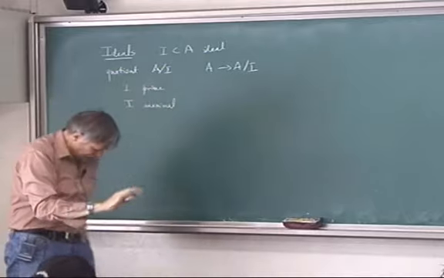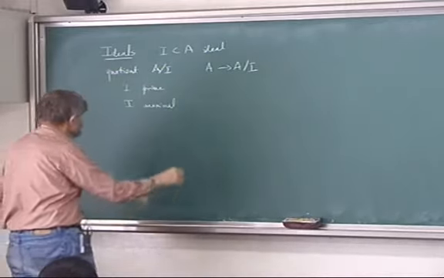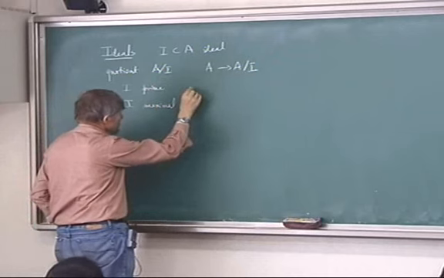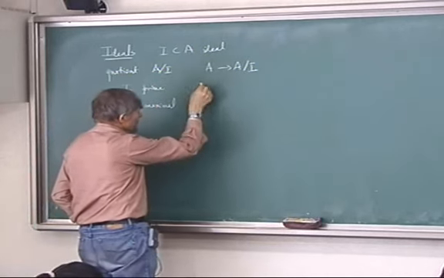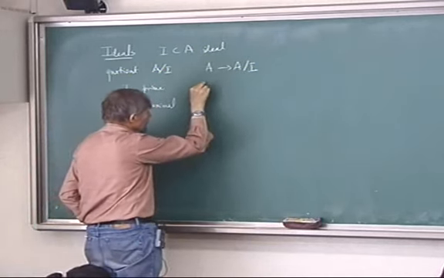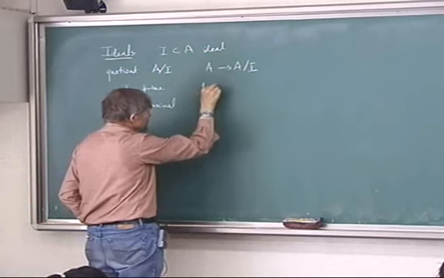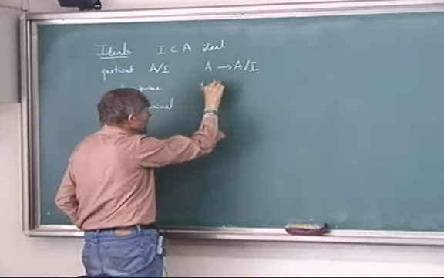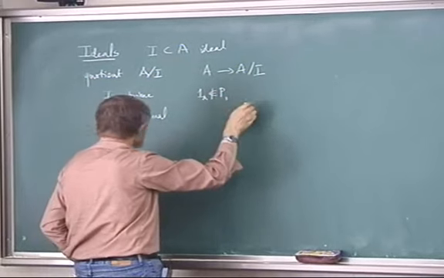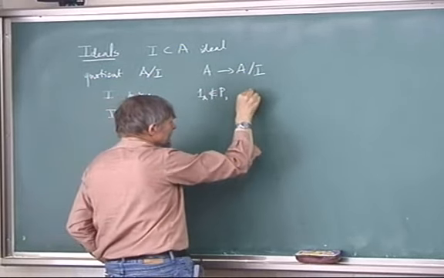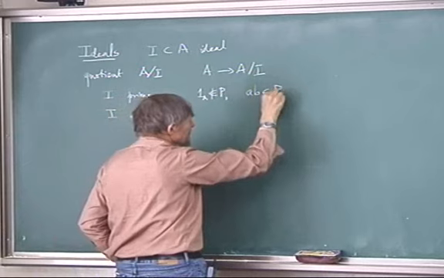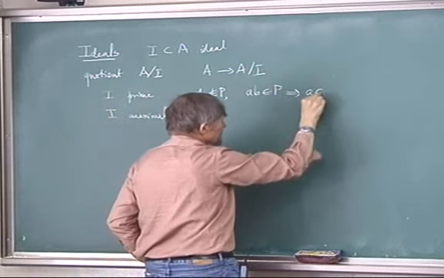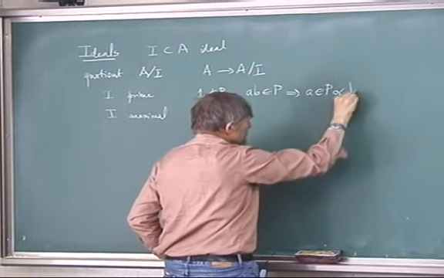I'm sure everybody has seen these before in different contexts. Let me just remind you quickly what they are. I is prime means that 1 is not in P, and AB in P implies A in P or B in P.